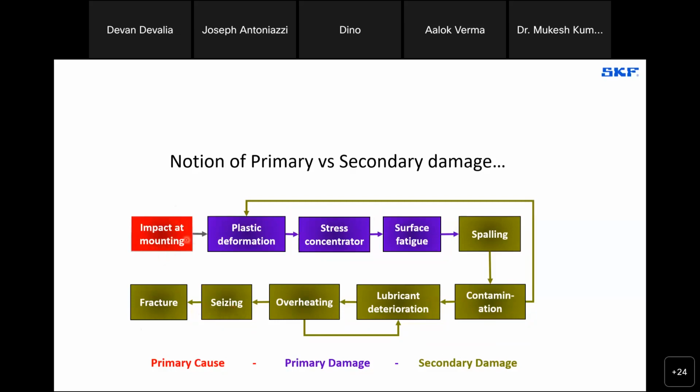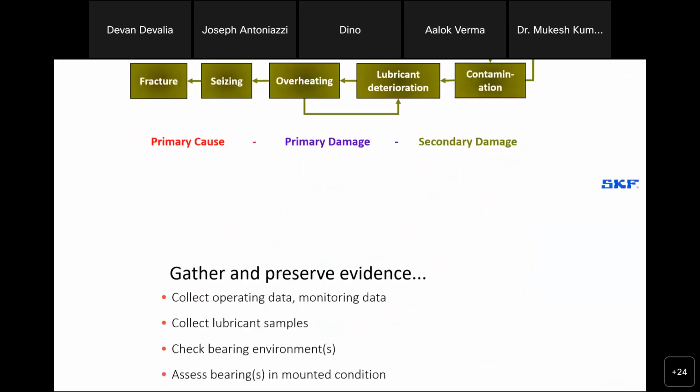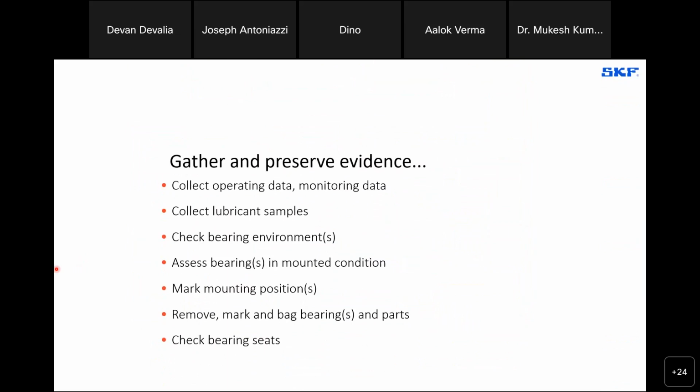Because if we choose the incorrect trigger, we end up with the wrong corrective actions, and we never end up fixing the issue. So yeah, it's fun, but the first thing we want to do, obviously, when there's a failure, is gather and preserve evidence, collect data, take lubricant samples, take pictures of the environment, mark the positions, what parts of the bearing were inboard, outboard. If it's in pieces, try to mark them before we remove them, bag them, check the bearing seat, preserve as much evidence as possible.